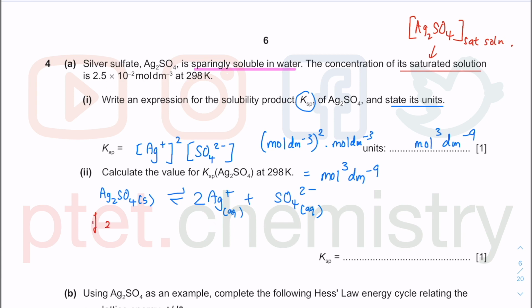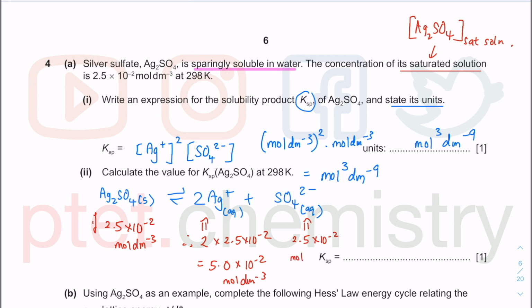So if that is 2.5 times 10 to the minus 2 mol per dm cubed, then 1 mole of this gives 2 mole of that. If this much dissolves in water in the saturated solution, therefore the concentration of Ag+ is going to be 2 times 2.5 times 10 to the minus 2. I get 5.0 times 10 to the minus 2 mol per dm cubed. Now this one, 1 mole of these gives you 1 mole of the sulfate. So the concentration of the sulfate is still 2.5 times 10 to the minus 2 mol per dm cubed.